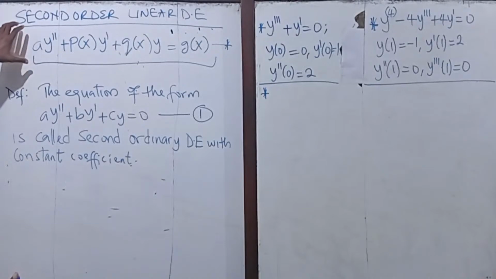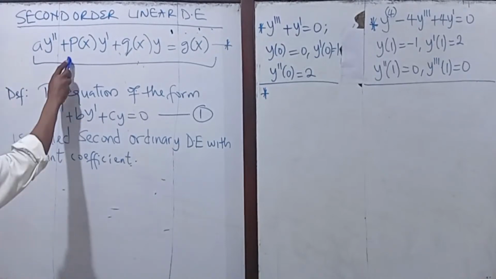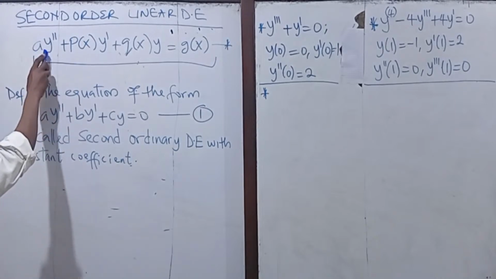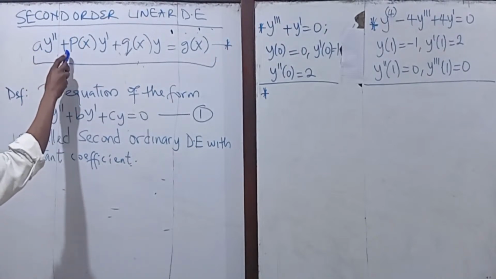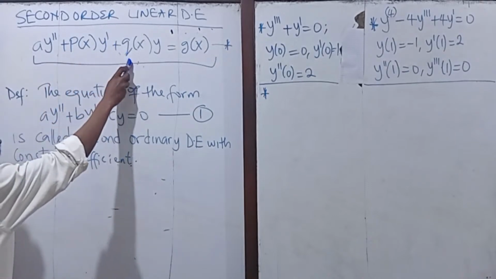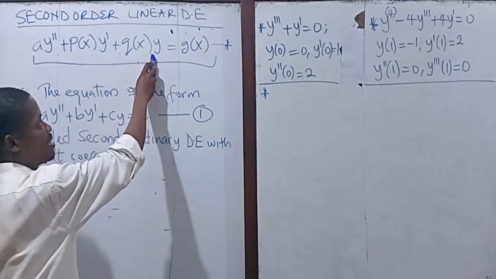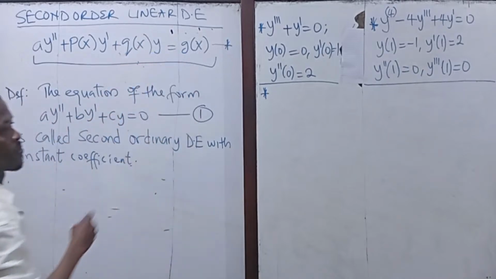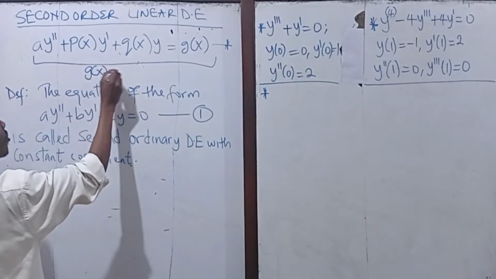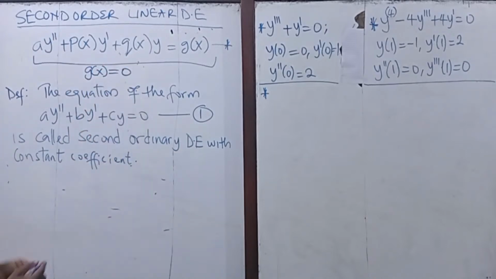Second order linear differential equation is of this form: the second differential plus p of x times the first differential plus q of x times y equal to g of x. If your g of x is equal to 0, then we call it a homogeneous second order differential equation.